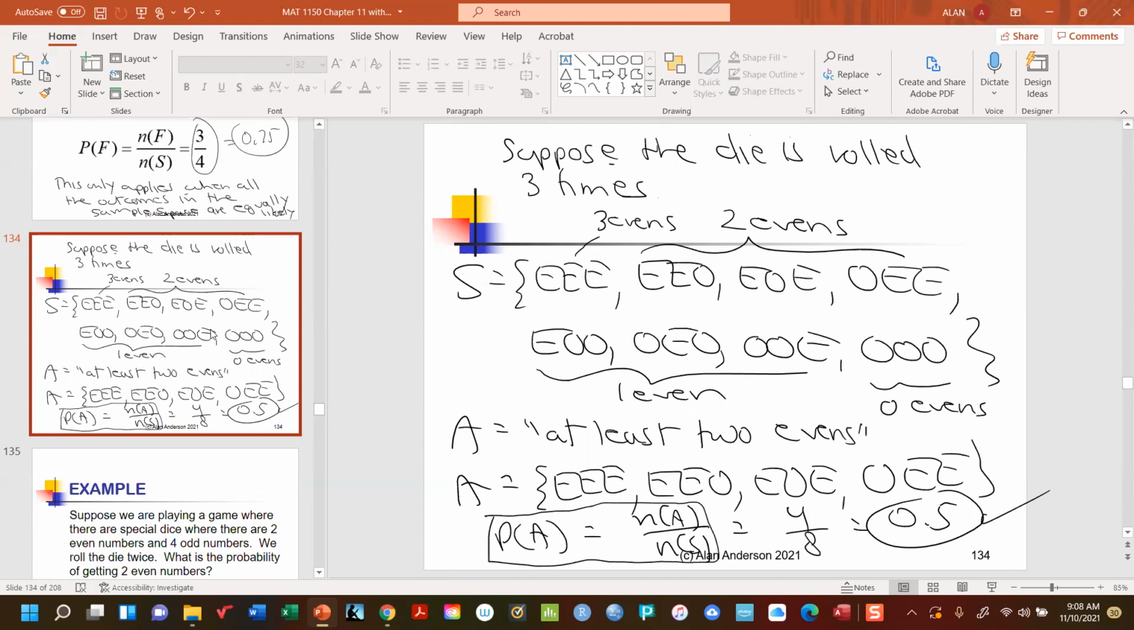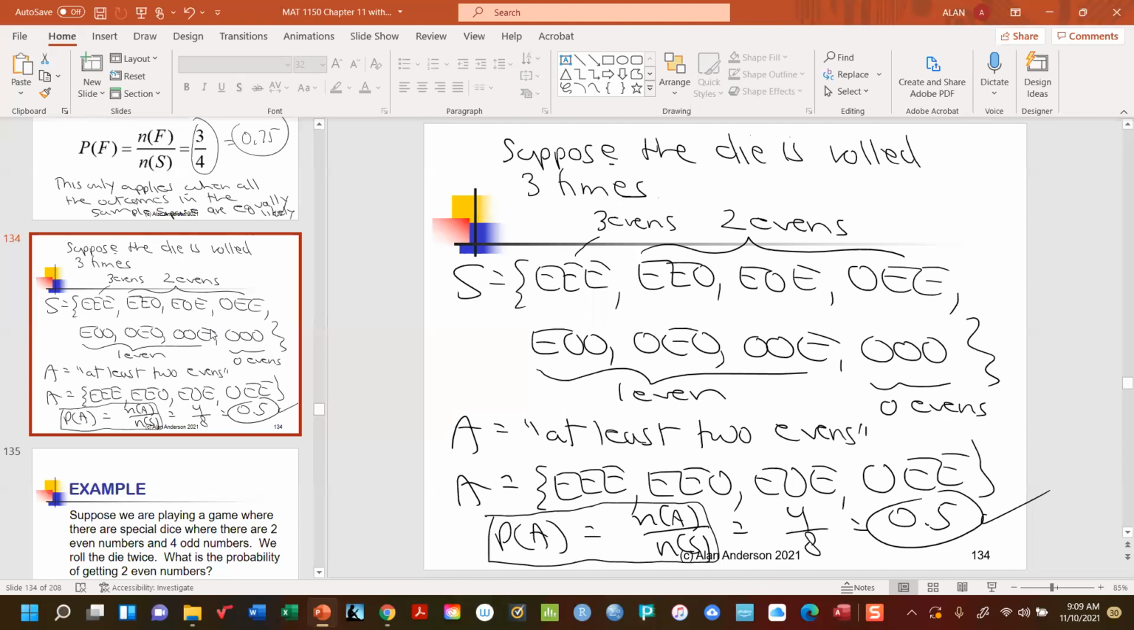What I've done is I've organized them in descending order of the number of evens. So I start with EEE, 3 evens. The next 3 outcomes all have 2 evens. The next 3 all have 1. And finally, at the end, I have no evens. It may not seem like it, but that does make it easier to calculate probabilities.